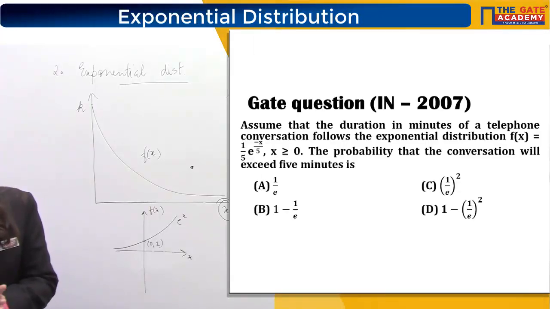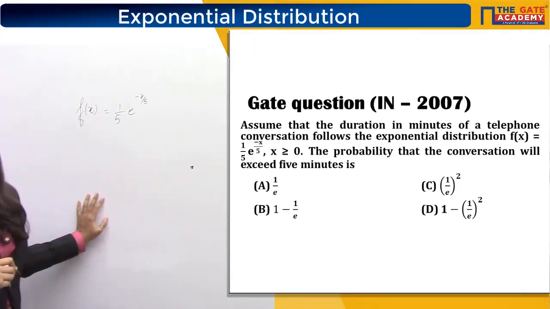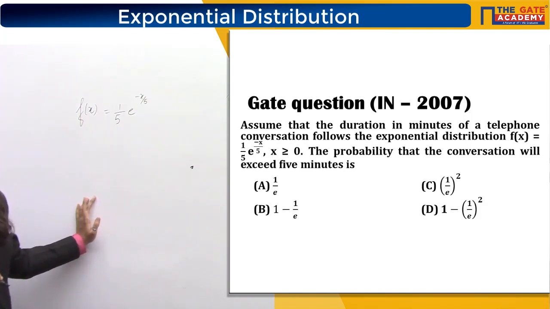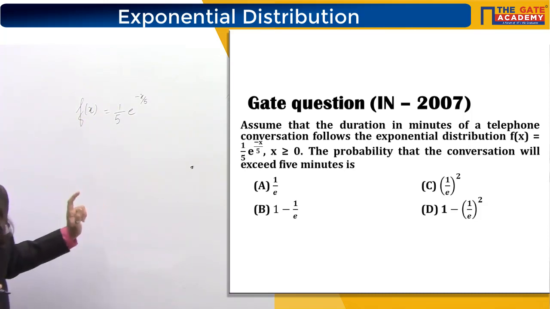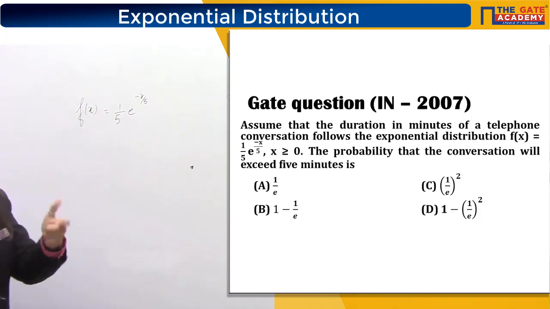Solve the question given in the slide. So this is given to you that assume that the duration in minutes of a telephone conversation follows an exponential distribution like this. Yes, very good. Option A is right. Everybody answered. Very good. Yes. So probability that the conversation will exceed 5 minutes.